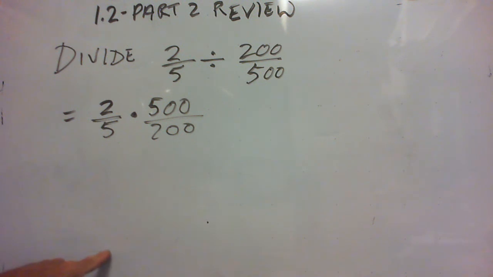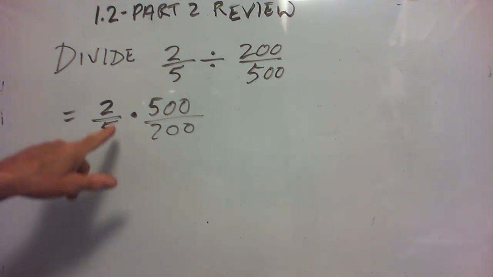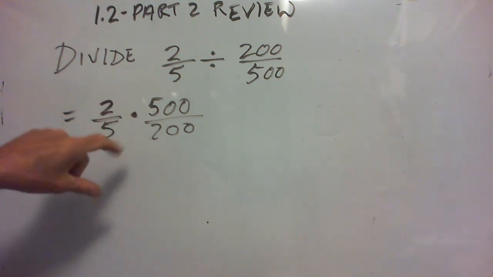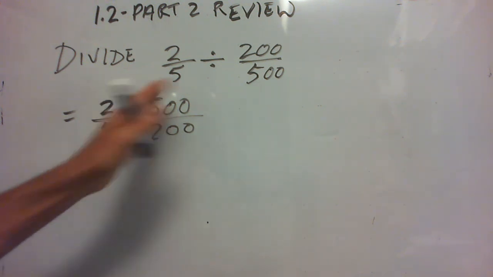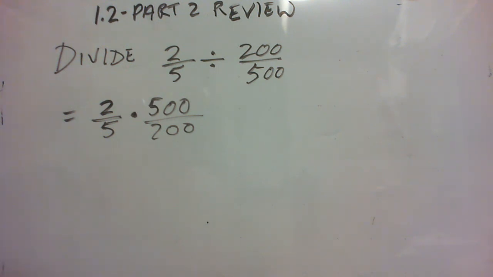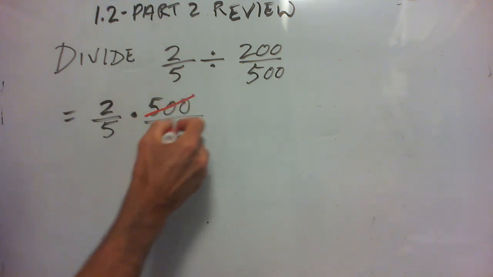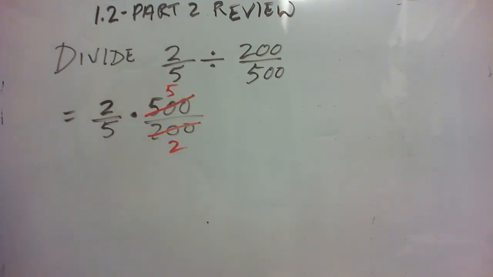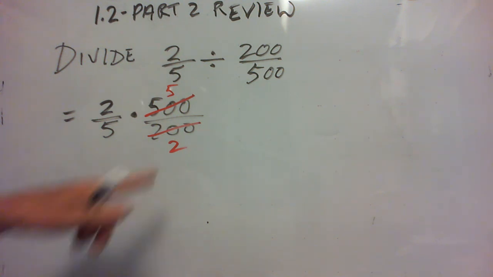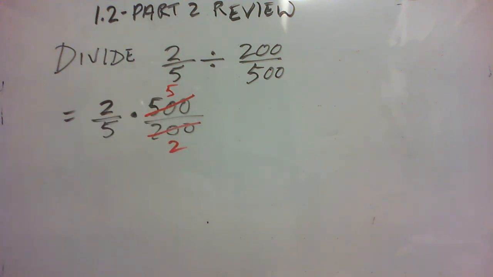Now you can cancel any numerator, any denominator, cancel out or divide out common factors. And you should do this because you don't want to multiply all these big numbers. First thing you can do is divide out 100 into the top and bottom of 500/200. So that reduces to 5/2.